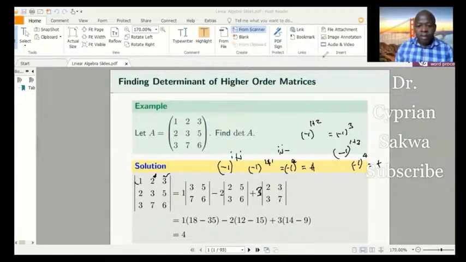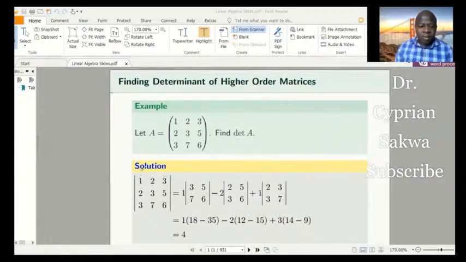So what that means again is that these signs will be alternating. We begin with a positive sign, then go to a negative sign, then a positive sign, then negative sign, positive sign, negative sign, and so on. Even if you go downwards, if this is positive, this will be negative sign, positive sign, negative sign, positive sign, and so on. Now, in this example, we found the determinant of this matrix along the first row.